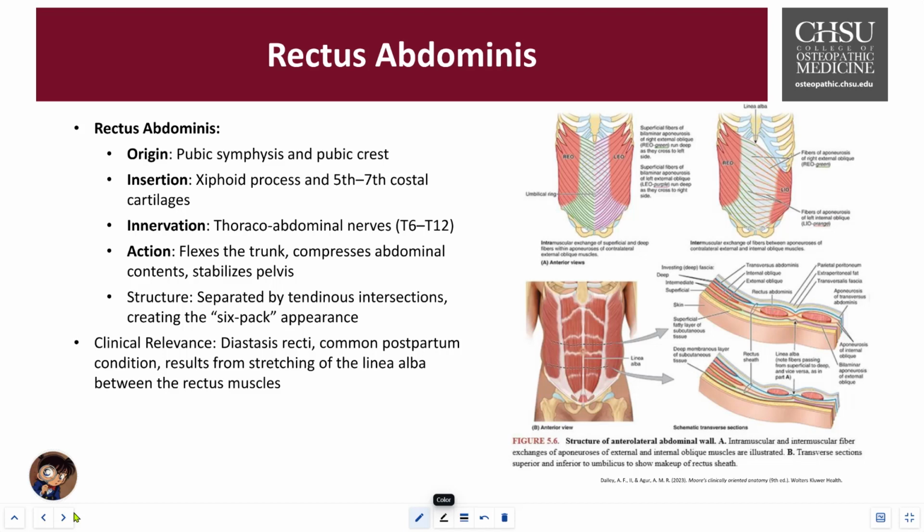This is a clinical application common in postpartum, where there's excessive stretching of the linea alba that causes separation of the rectus muscles, and this could lead to core weakening and also stability issues.